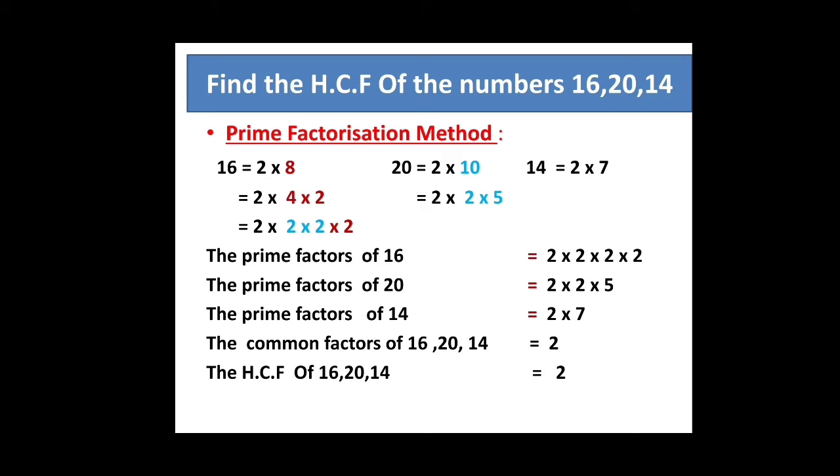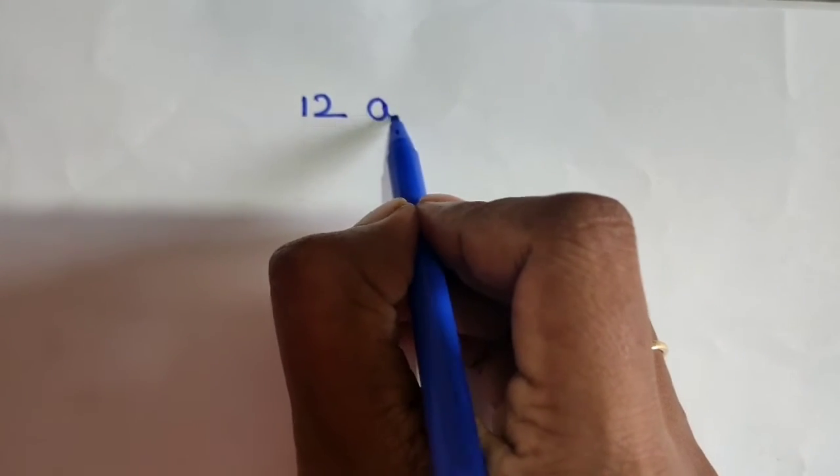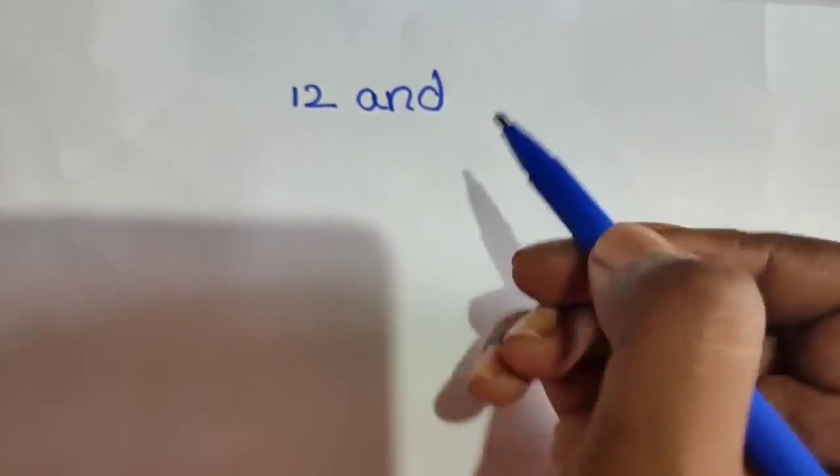Here we will see one more method, that is HCF by doing division method. Whatever the methods you will use, you will get the same answer. Whether you have done it in the prime factorization method or in the division method, the answer of the numbers will be the same. That means the HCF of the numbers will be the same. Now we are finding the HCF of the numbers 12 and 18.